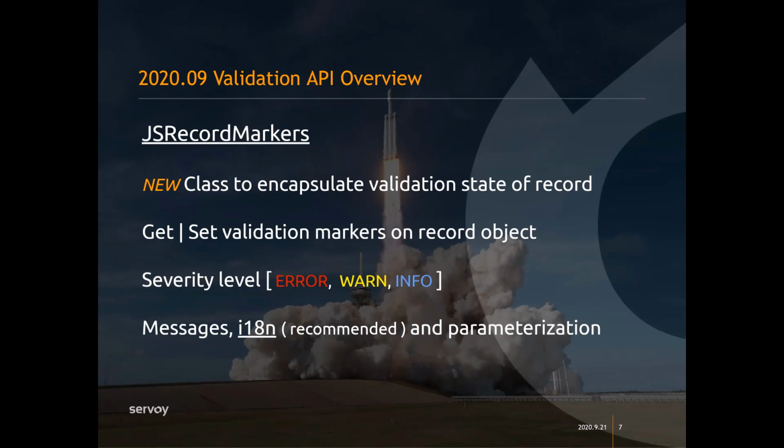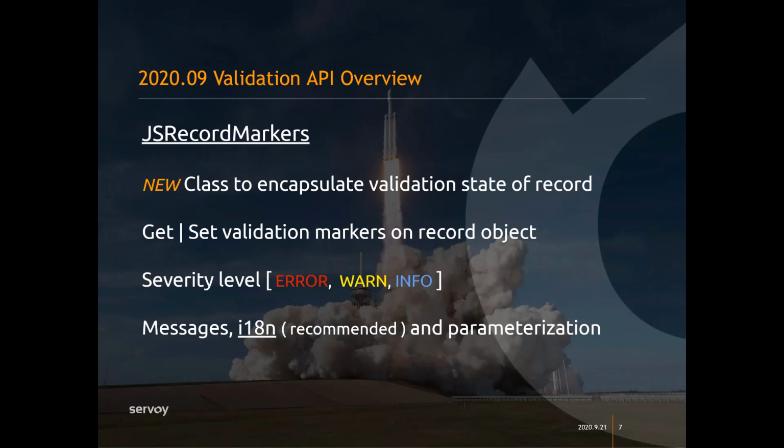If you expand that and click on it, there's actually two of them. There's JS Record Markers and then JS Record Marker, which is like an instance of it. So this is kind of like the outer class, which collects all the markers for a given record, and then the inner class, which is the individual marker. The individual marker has the message and the sort of severity level, plus the data provider that may have been affected.